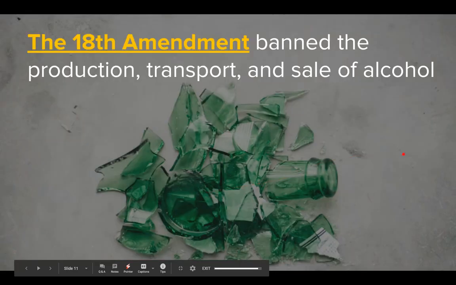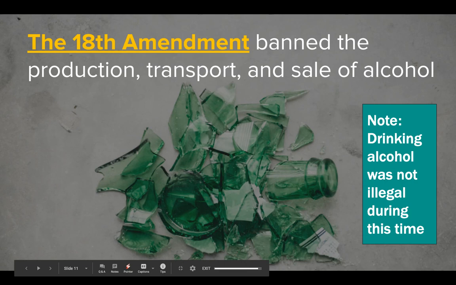And what makes Prohibition legal is an amendment, or a change to our Constitution, called the 18th Amendment. It very specifically outlines that making or producing alcohol, transporting it, shipping it from one place to another, and selling it to a consumer is illegal during this 13-year time period.